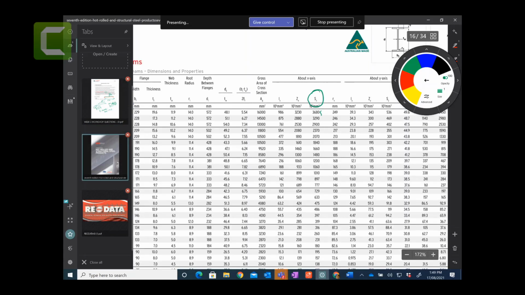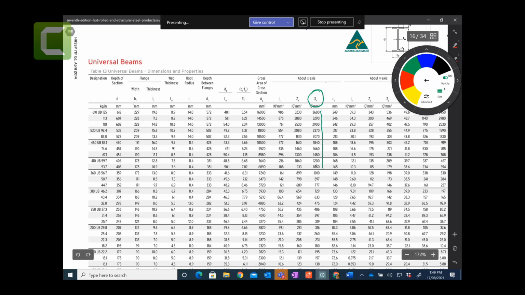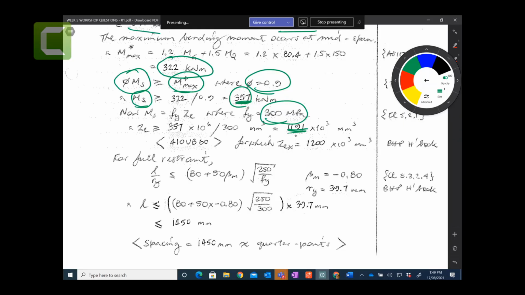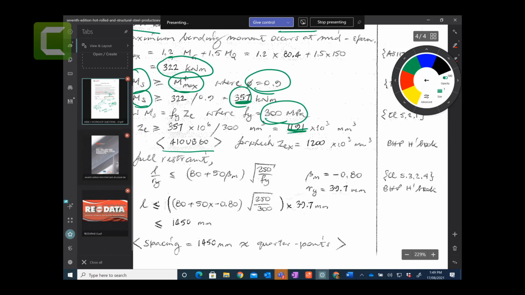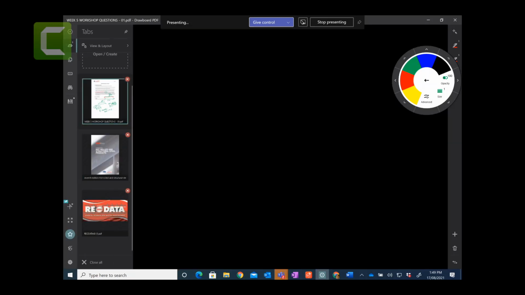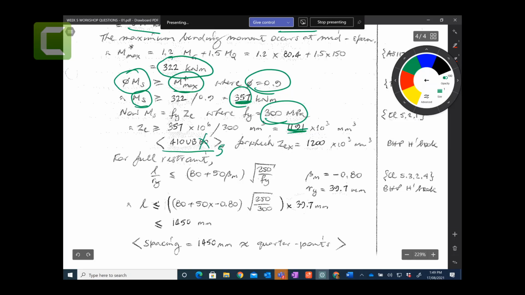We need to have 1191. Look at that, 1191. Okay, 1060 is below, then 1191. So we can't take this one. We just go one step above, which is 1200 times 10 to the power 3 millimeter cubed. So we can select this beam, which is 410 UB 59.7. They just write 60, but if you want to write 59.7 here, you can do that, and that has a Zx value of 1200, which is greater than this one. So we are okay, we are happy.